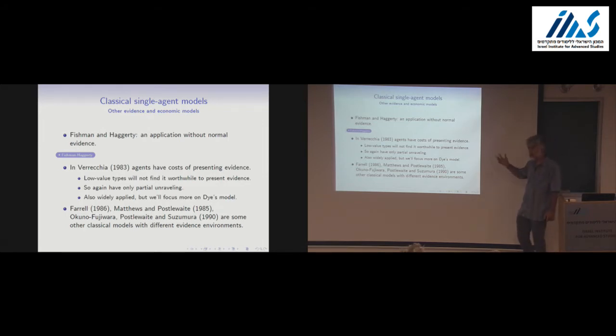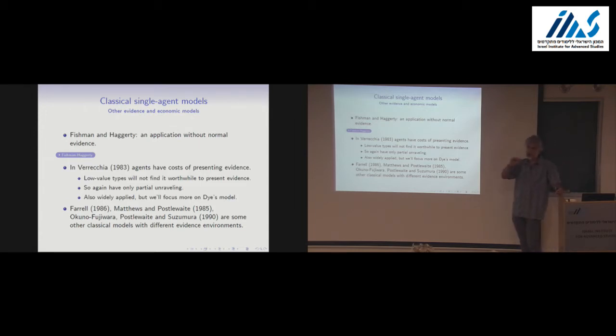But there's another model which is very common, where instead of there being a probability with which you don't have evidence, there's a cost to presenting the evidence. Structurally, the outcomes are the same, but the analysis is a little different, and in particular, the analysis of welfare becomes very different, as I'll explain in a second. In Verrecchia's model, because there's a cost to presenting evidence, again, a low type won't present evidence because it won't be worth the cost to actually do so.